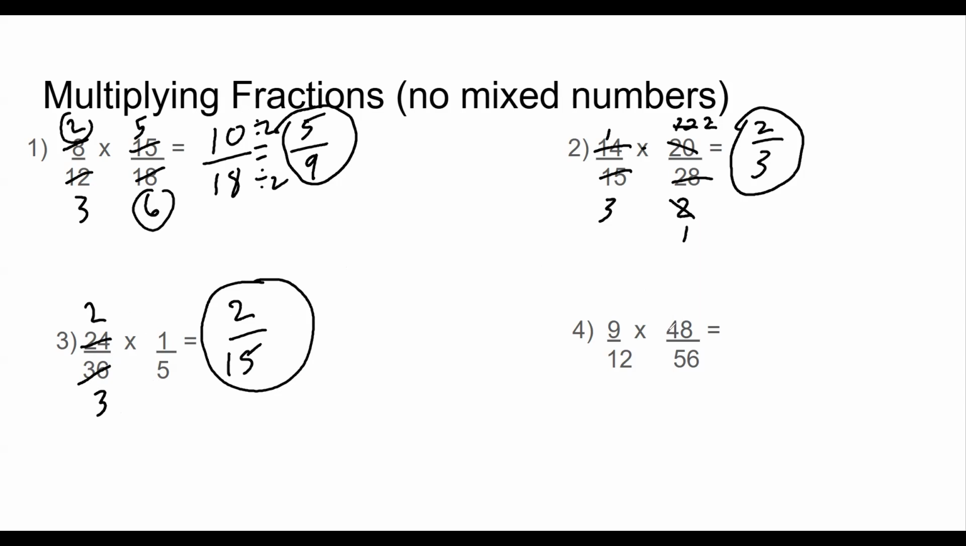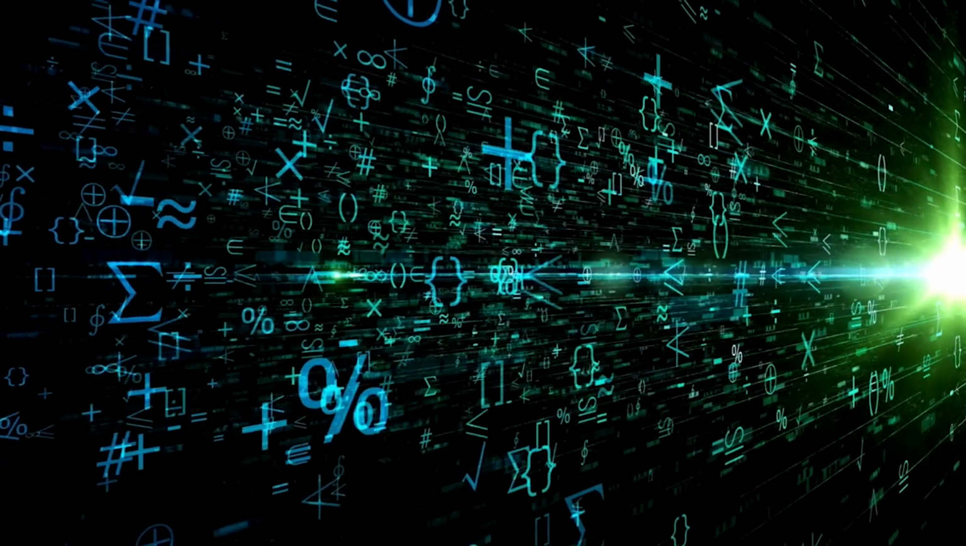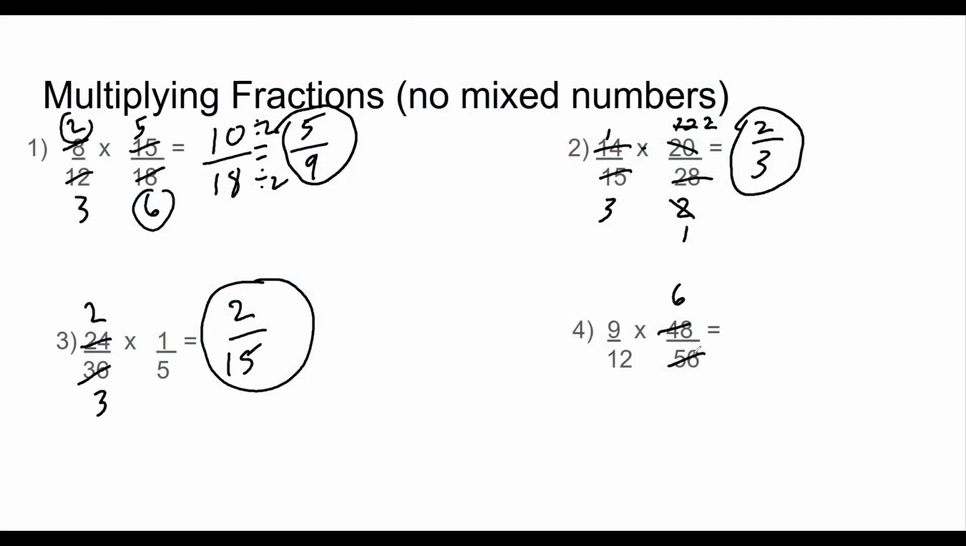All right, number 4, 9, 12, 48, 56. All right. I see numbers here, so if I can get these down, I'm going to. Let's do 48 and 56. 8 goes into both. 8 goes into 48 6 times. 8 goes into 56 7 times. So that's kind of nice. I knock all those down real good.